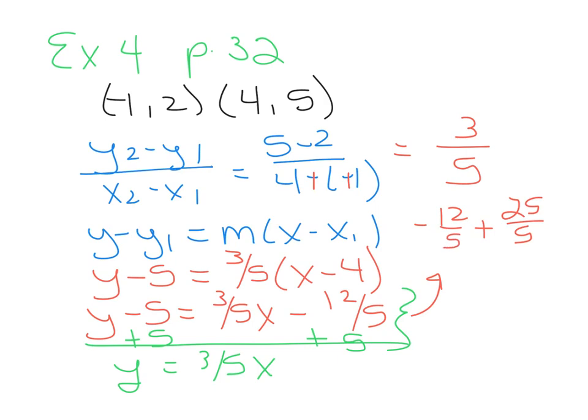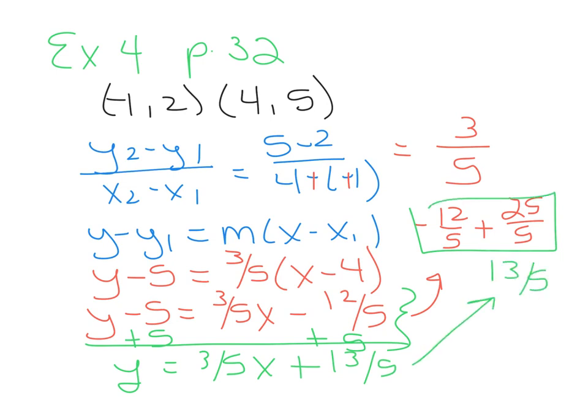You can see that 25/5 is larger than 12/5, so this is going to come out to be a positive here after I subtract it. And 25 minus 12 is 13, so this turns out to be 13/5 coming from here. This is 13/5. Okay?